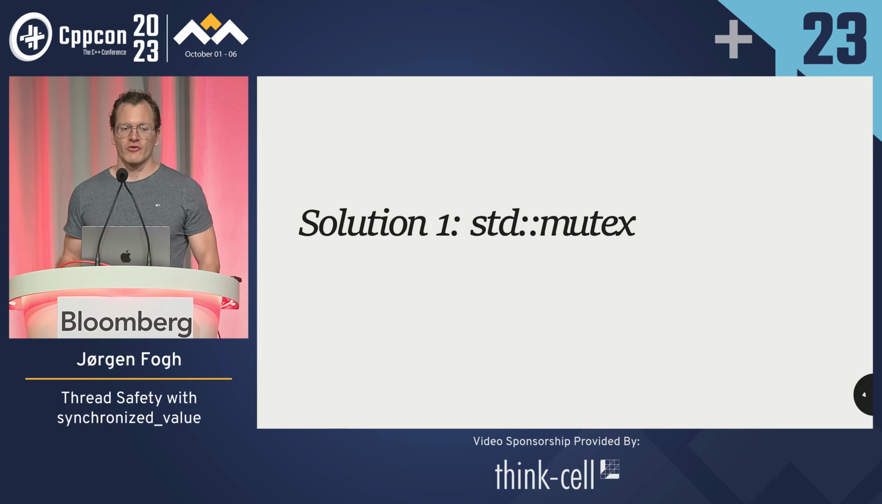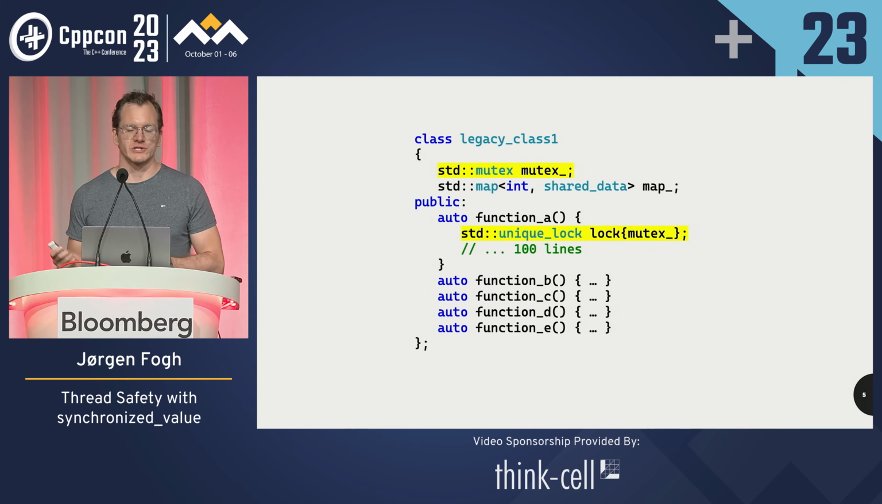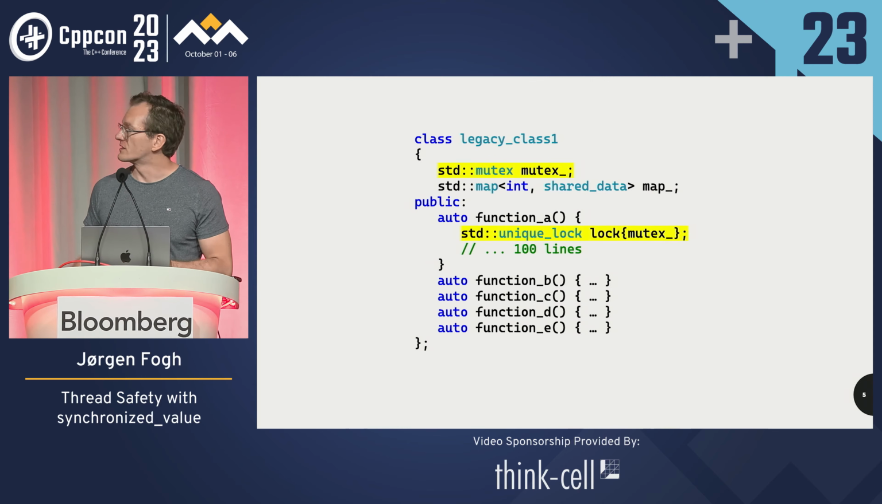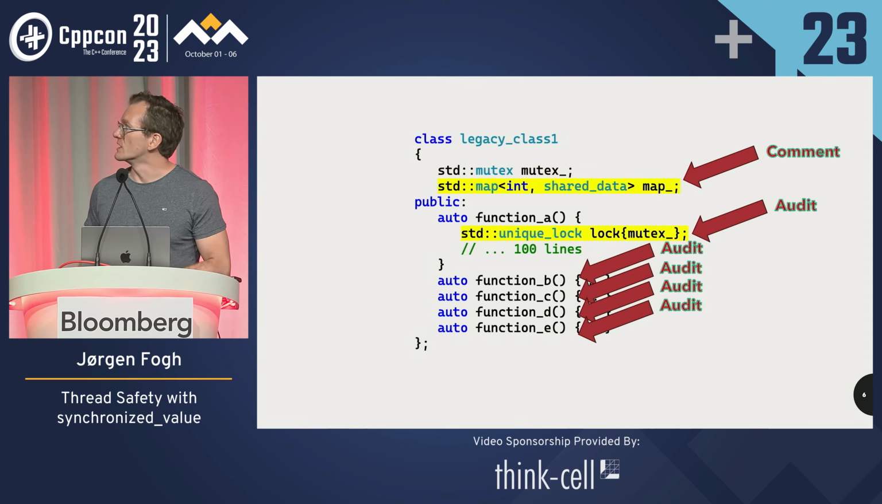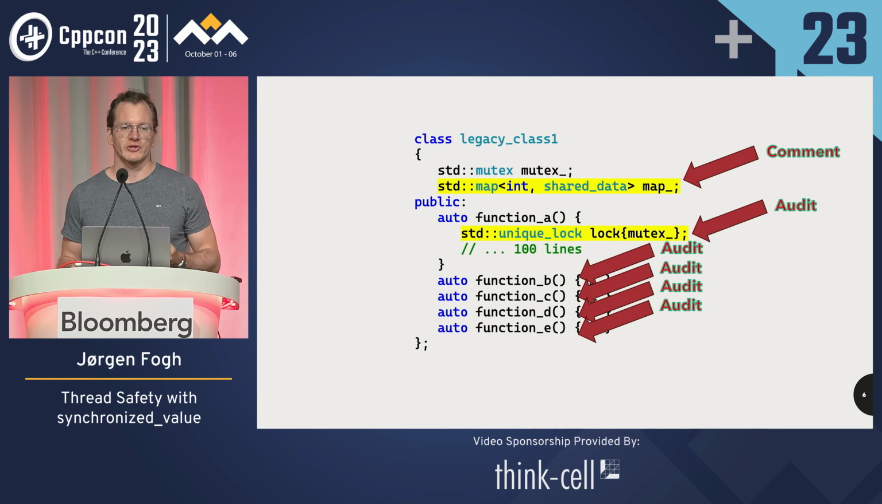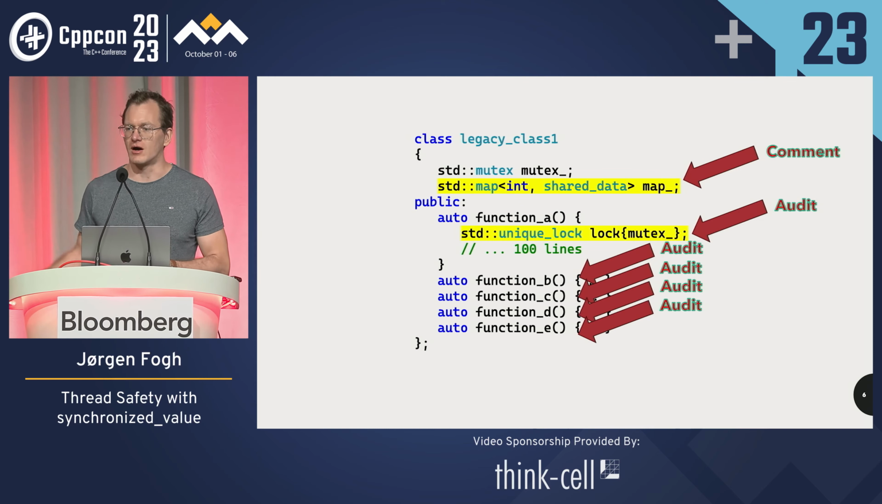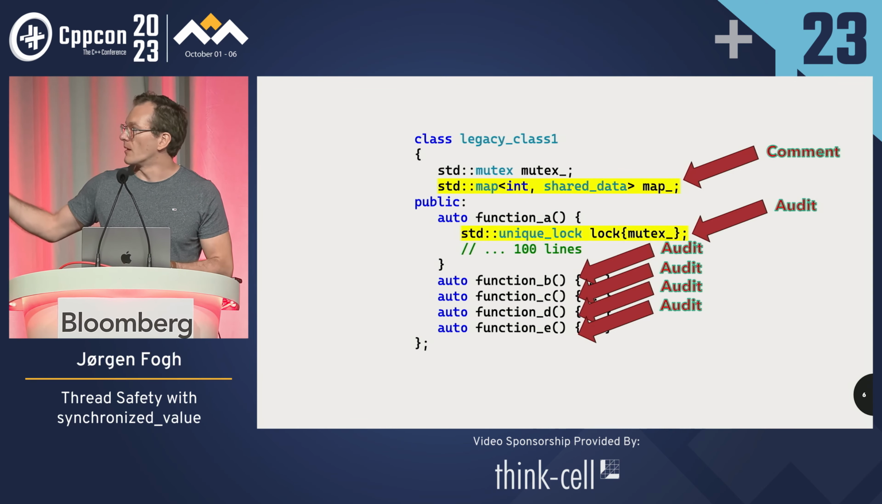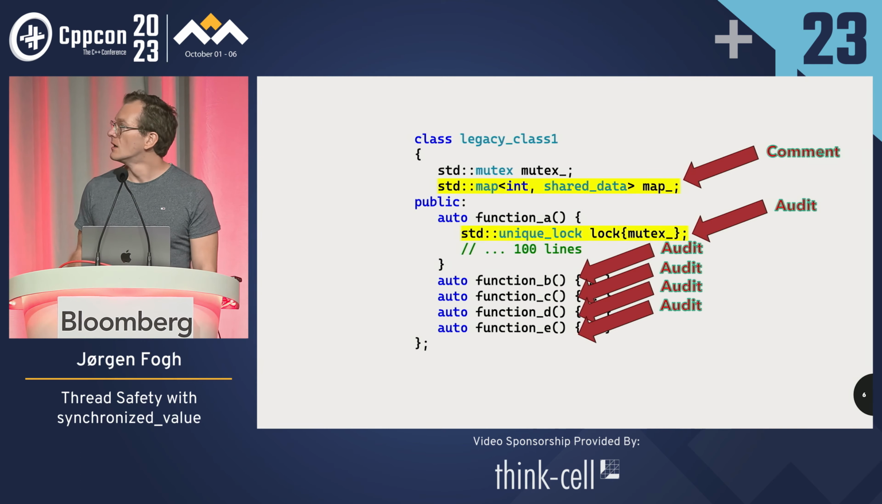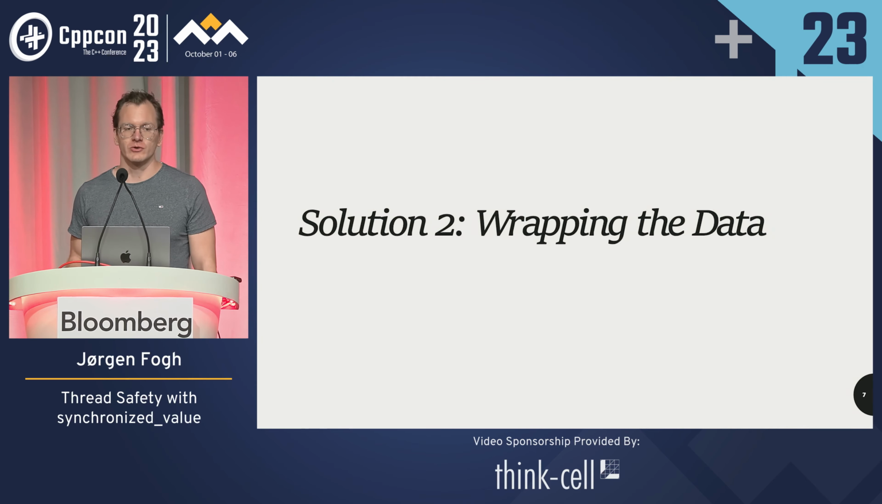So the first solution, which is not really a solution, is to use std mutex. So you add a mutex to the class, so it guards the data, and then you add logs all over the place, trying to make it work. Which means now you need to comment the data to make sure you don't forget to lock the mutex when you need to, and you need to go through all the functions and make sure that you have done things correctly.